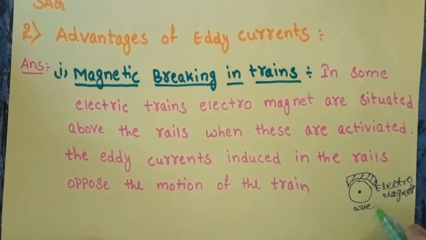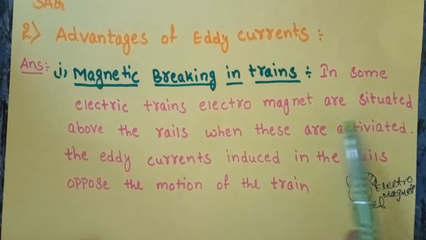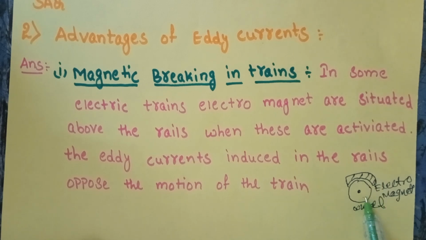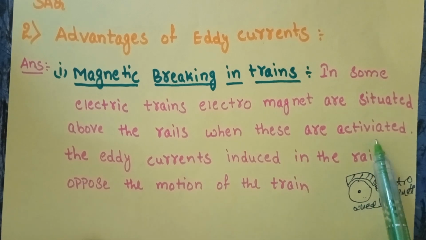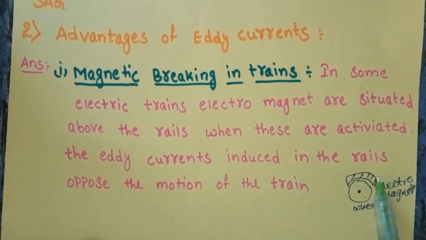Now this is the wheel of the train. In some electric trains, electromagnets are situated above the rails. When these electromagnets are activated, eddy currents are induced in the rails, which oppose the motion of the wheel of the train.